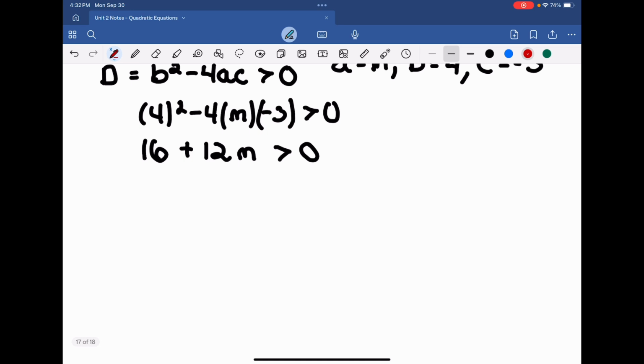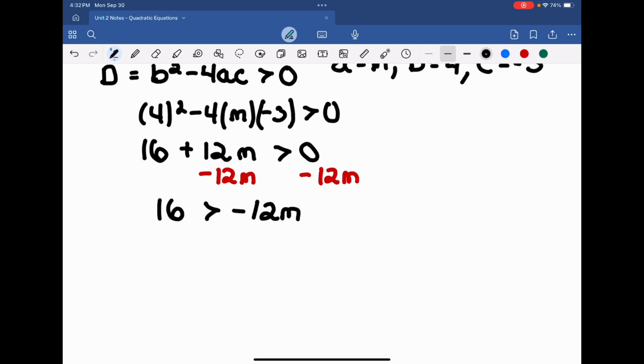Now what we can do is move this 12m across. Some of you might be like, hey, I'll move the 16, but I want to move the 12m intentionally to show you what happens with the sign here. So 16 is strictly greater than, not greater than or equal to, just strictly greater than. I always want to make sure that I don't slip up on that.